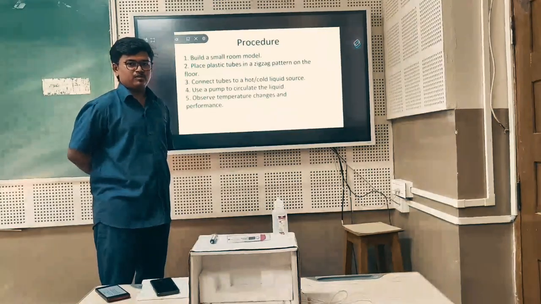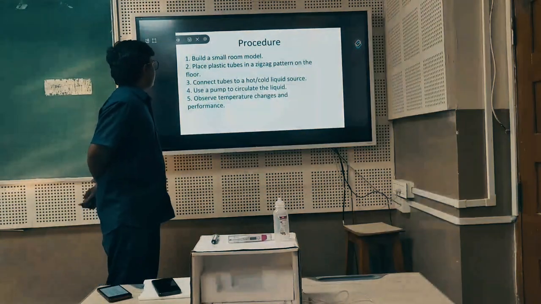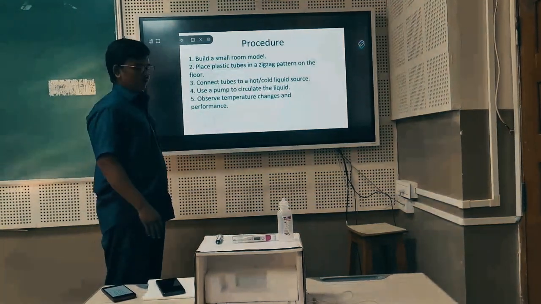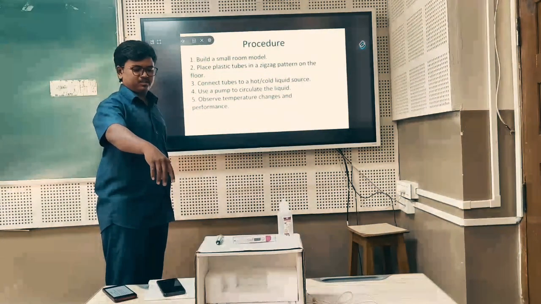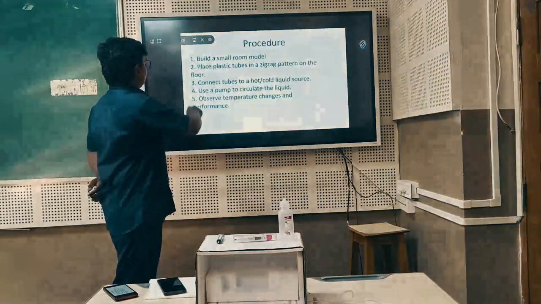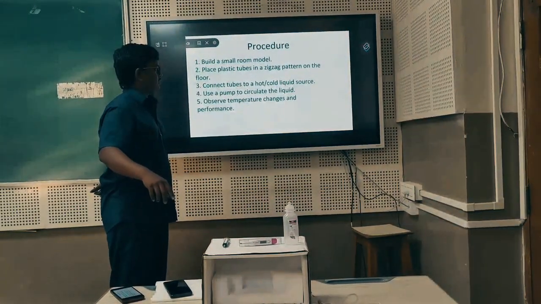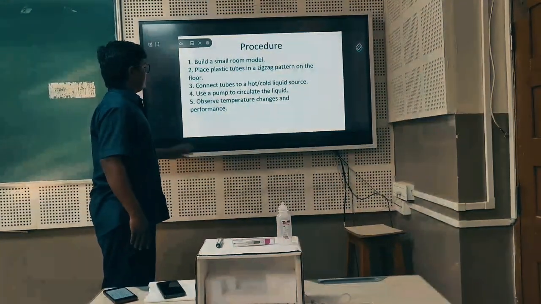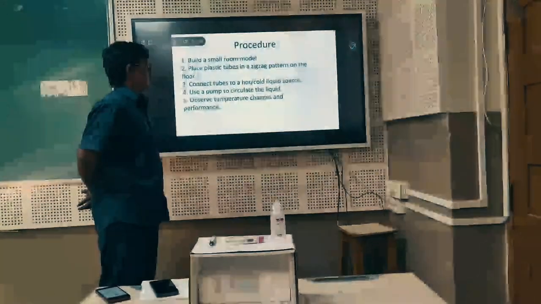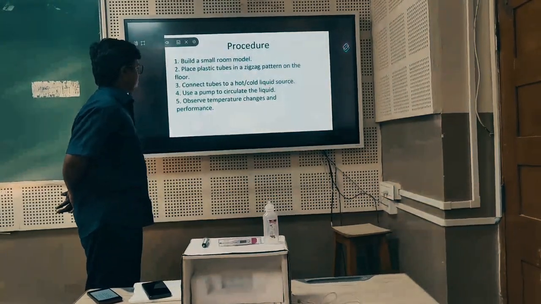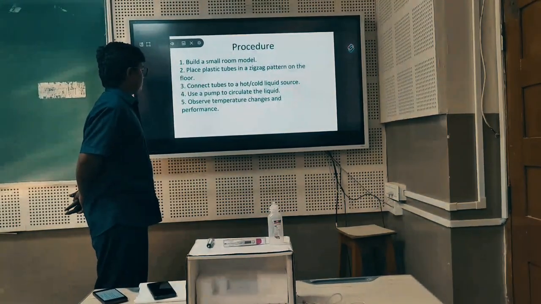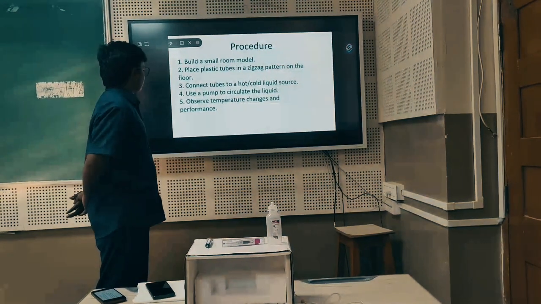I am going to explain about the procedure. First, build a small room model with the help of cardboard and thermocol. Place plastic tubes in a circular pattern on the floor. Connect the tubes to a hot liquid source. Use a pump to circulate the liquid. Observe temperature changes and performance.